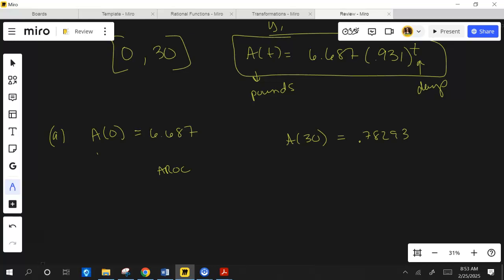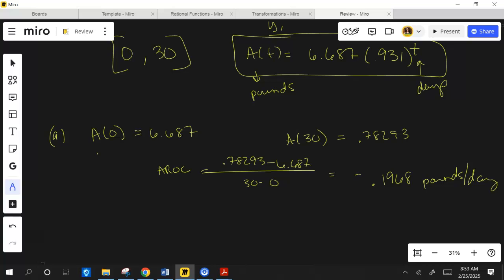All right, A-rock here. Of course, this is just slope, so I'm doing 0.78293 minus 6.687, over 30 minus 0. Again, I don't have to show any of the intermediate steps. This is strictly calculator. It doesn't matter if you did it the other way. You should get negative, I forgot my negative, you should get negative 0.1968.